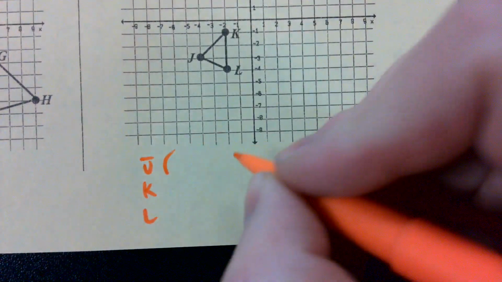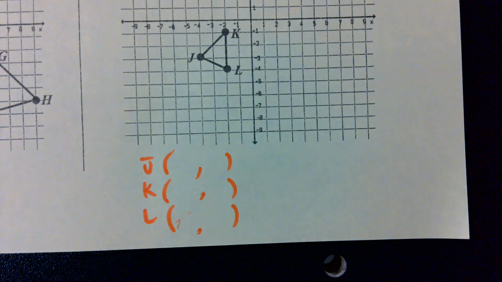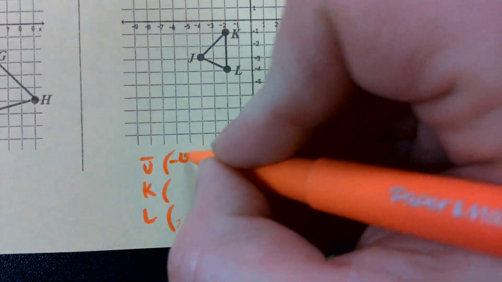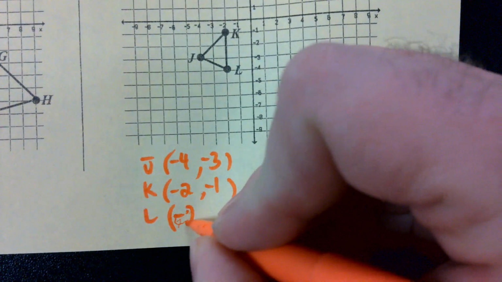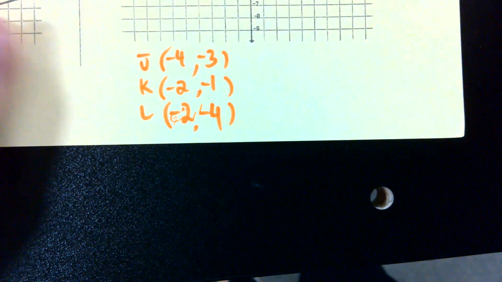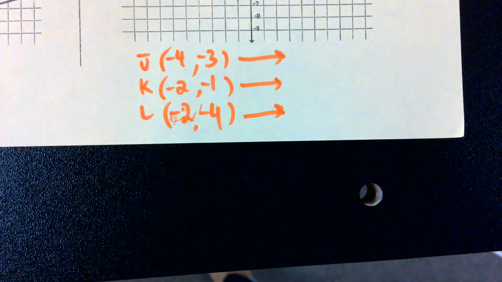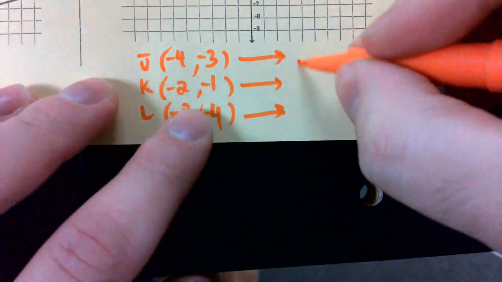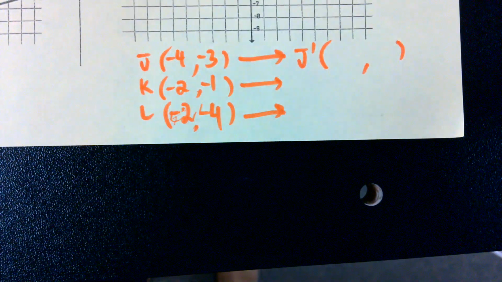So first things first, we got to get all of our coordinates written out. J looks like it's at -4, -3. K is at -2, -1. And L is at -2, -4. So if we're dilating by a scale factor of 2, what are we going to do to each of these coordinates? Can someone help me out? How are we going to get from J over to J prime? Jordan? Multiply by 2. Exactly.